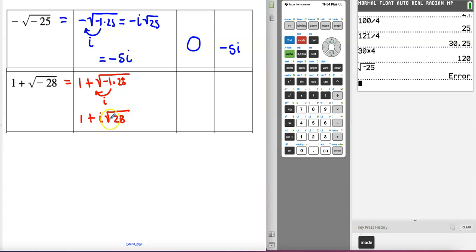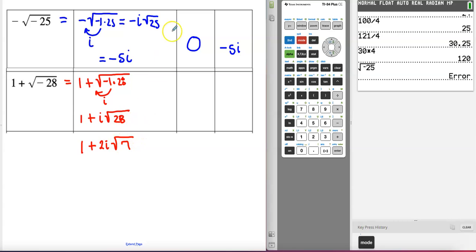Now all you have to do is simplify the square root of 28. When you simplify the square root of 28, you should get 1 plus, you break that down. So that should be 4 times 7. The square root of 4 is going to be 2. So it should be 2i times the square root of 7 when you simplify that.